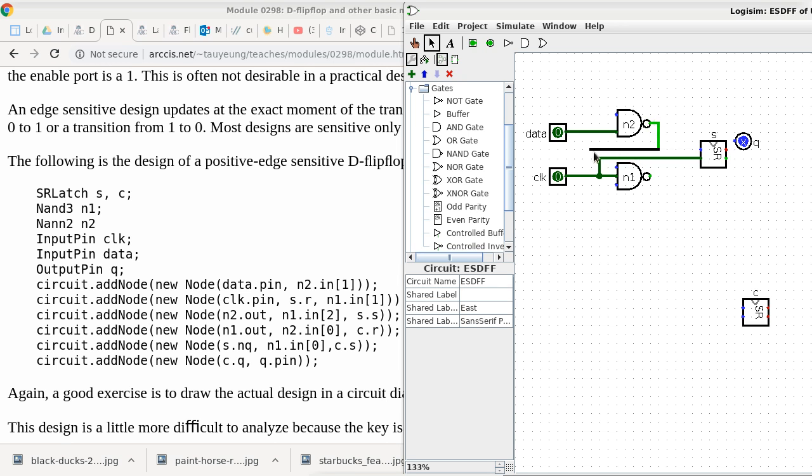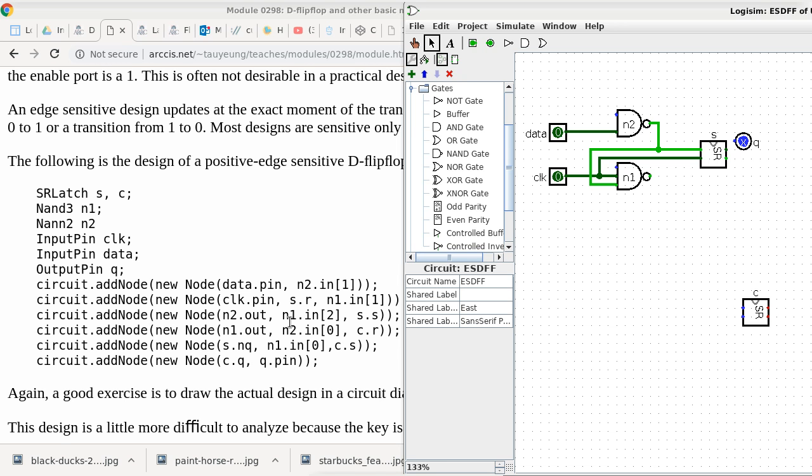I may not have left enough room, but we'll see. So that takes care of this one. It also goes to the S pin of the SR latch. So that's kind of handy because it's right here.